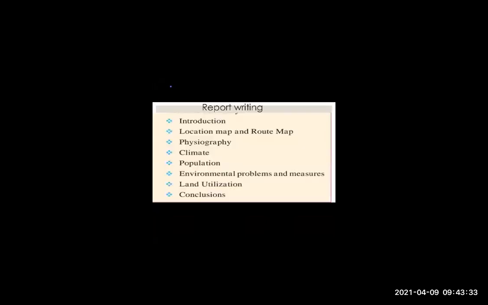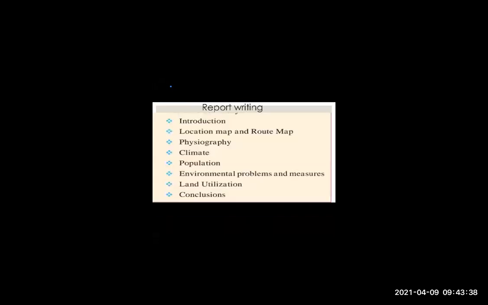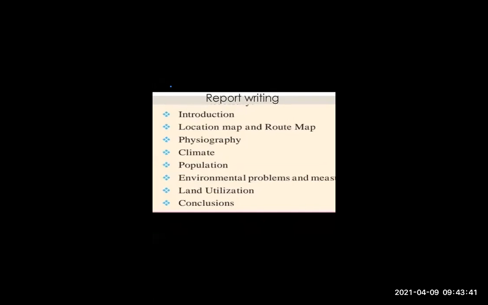Okay. So these are the precautions we have seen. Now we go to report writing. After a field visit, you should always prepare a report. How will you write the report? First, you should mention the introduction. In the introduction part, you introduce yourself and you introduce the place.